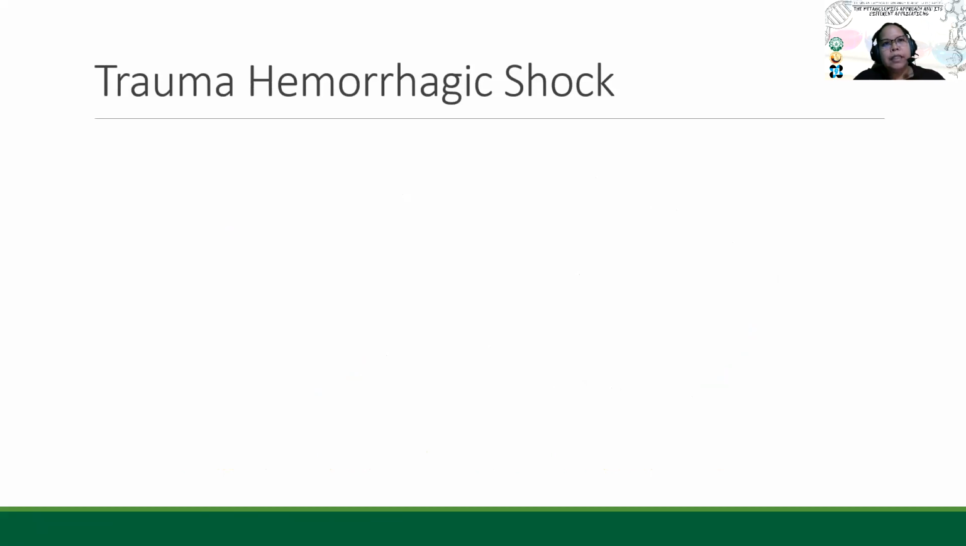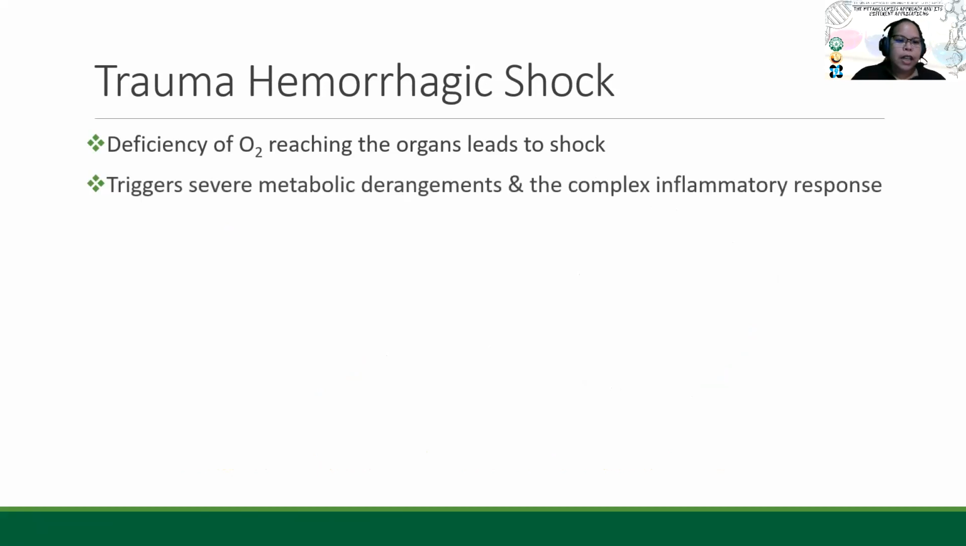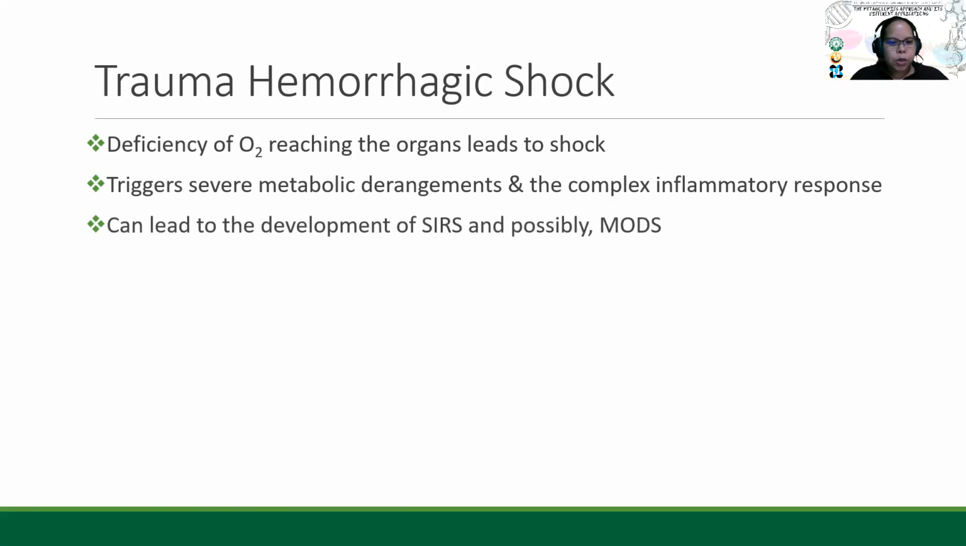Now, with penetrating trauma, once, for example, a gunshot or impact of explosive fragment, this can result in serious trauma injury that can lead to blood loss. So deficiency of oxygen reaching the organs can lead to shock, and this can trigger severe metabolic derangements and a complex inflammatory response. Eventually, this can also lead to the development of SIRS and possibly MODS.